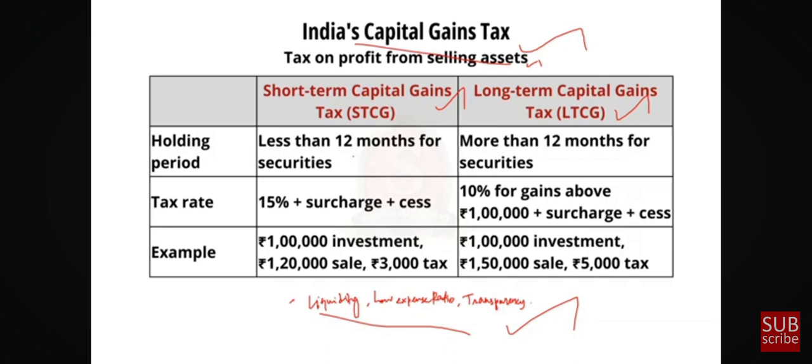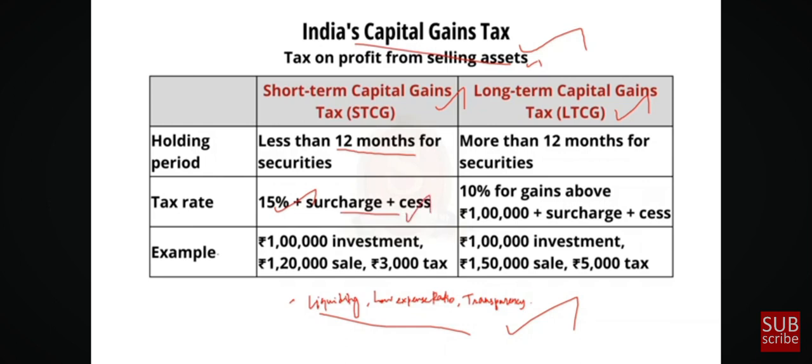The short-term capital gains tax. In the short-term capital gains tax, the gains are from the sale of an asset held only for a short duration. So let's say it is less than 36 months for real estate and less than 12 months for securities. The tax rate for this is almost 15% along with the applicable surcharge and cess. The surcharge and cess are also charged along with the tax.